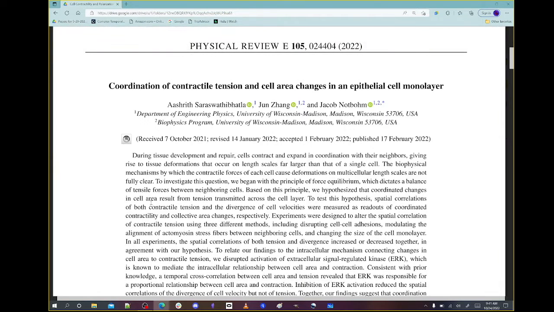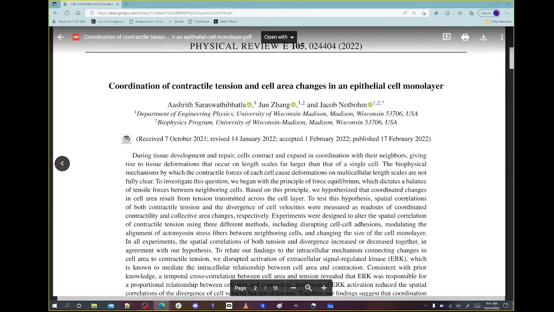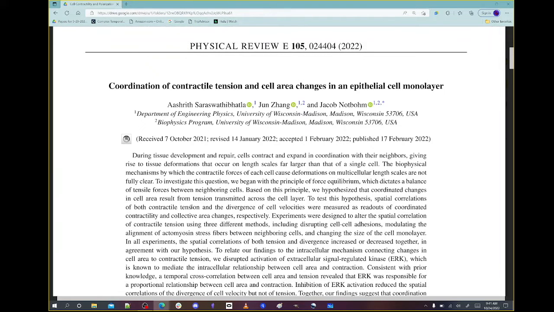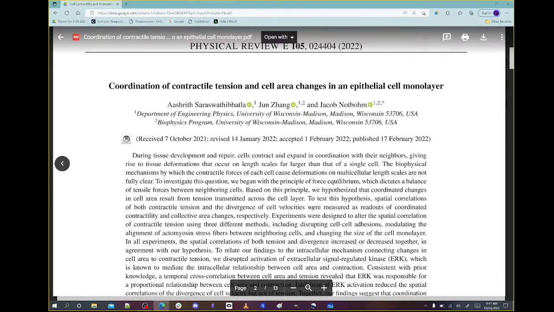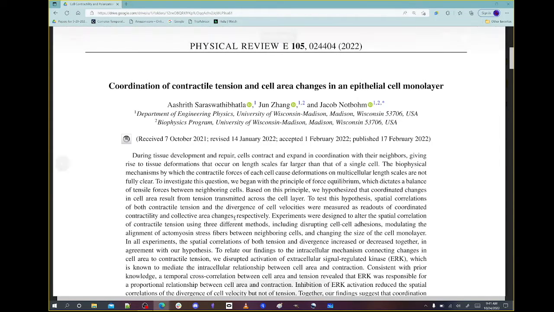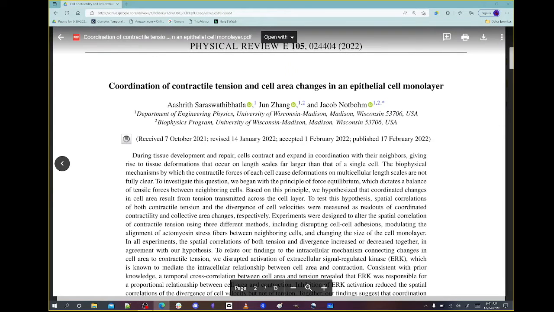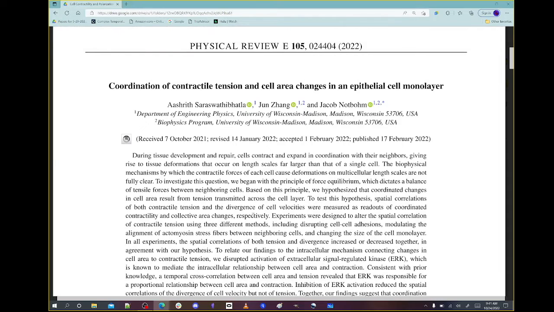Well, we saw an example in the last paper of cell shape. Now this is changes in cell area that are coordinated. And this is resulting from tension transmitted across the cell layer. So I imagine there's a tension signal or some signal that controls tension. To test this hypothesis, spatial correlations of both contractile tension and the divergence of cell velocities were measured as readouts of coordinated contractility and collective area changes, respectively. So that's what they're measuring.